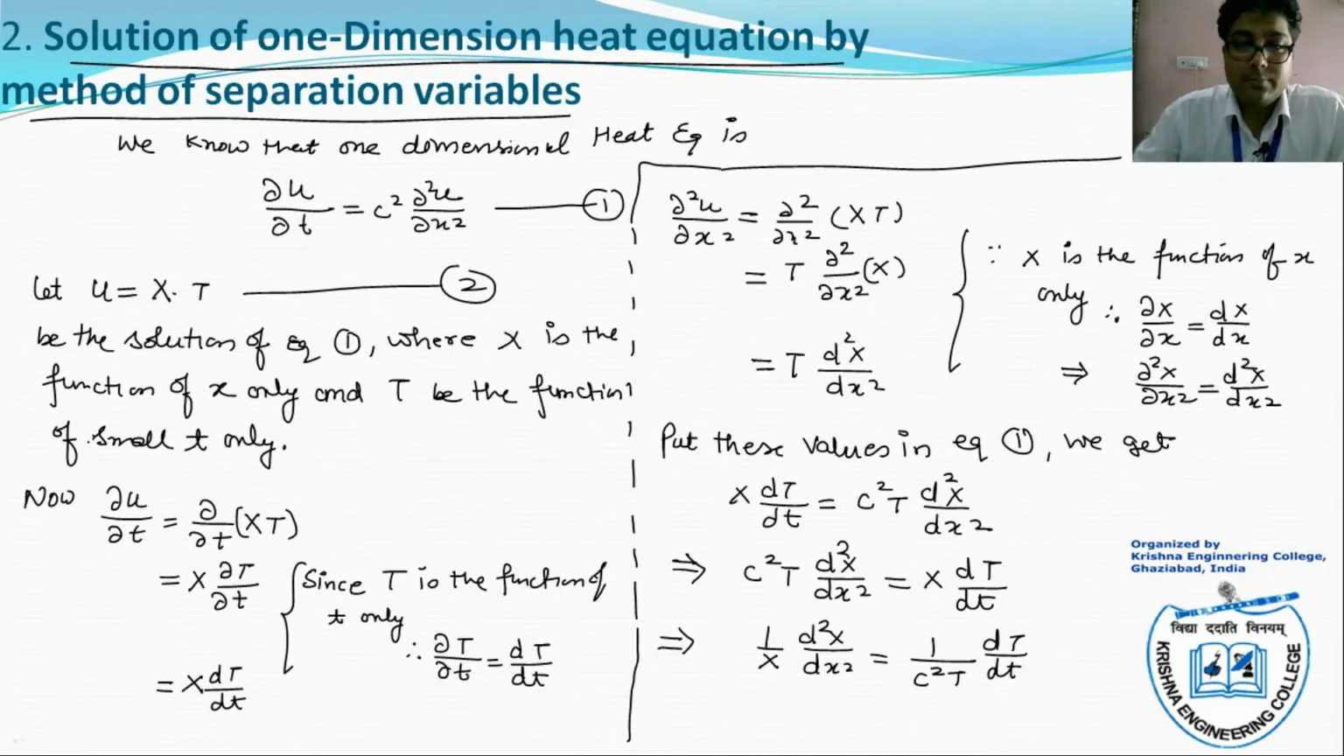Clear? The last equation is 1 upon capital X d square capital X over dx square is equal to 1 upon c square capital T dT over dt. Clear? This is the last equation.